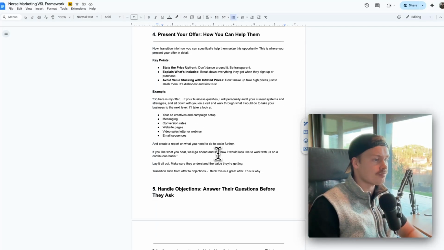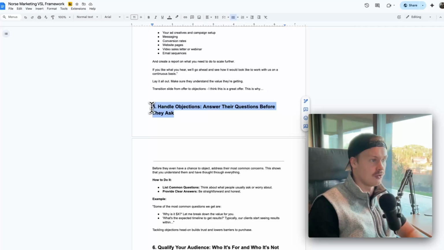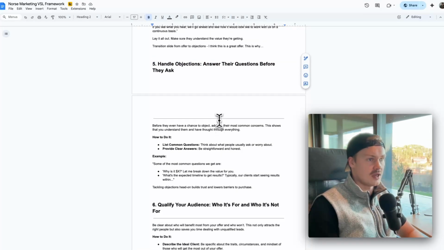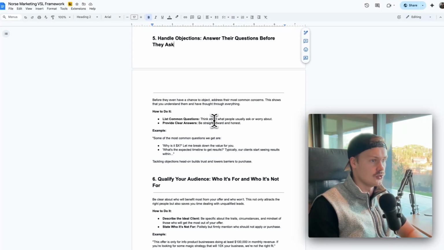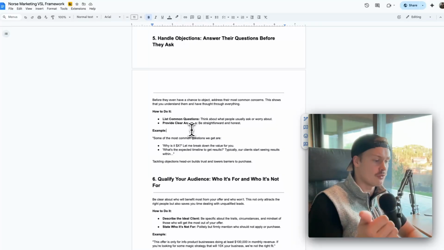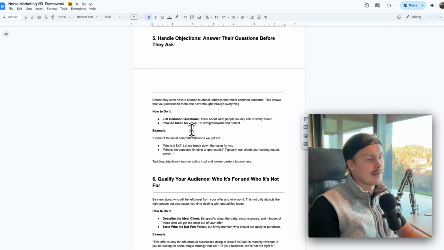right? Then you handle objections before they even ask, okay? So right after the offers, you go straight into the objections. And this shows that you understand them and have thought through everything. So you list common questions and you provide clear answers, and you be completely honest, even the bad ones. Even if you have a Reddit thread that trashes your product, bring it up. Bring up every single objection or every single limiting belief that these people have.